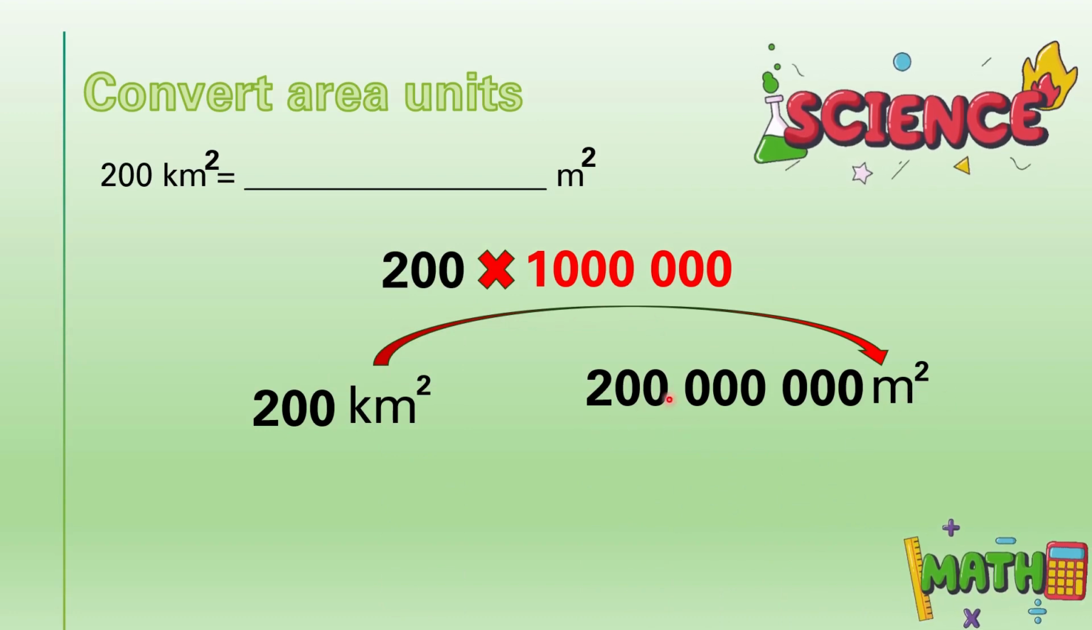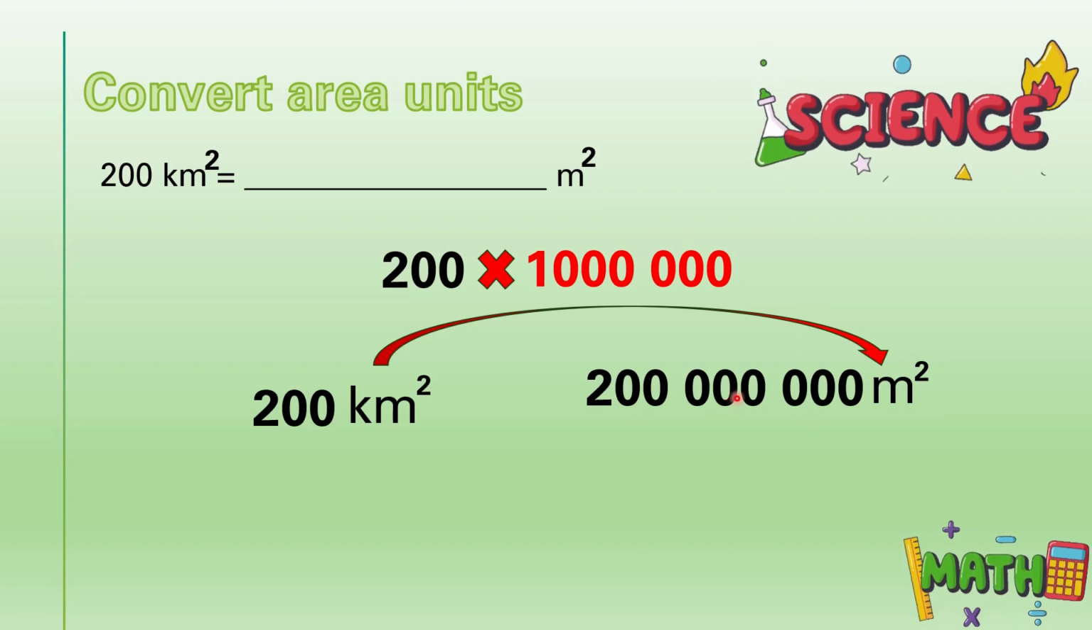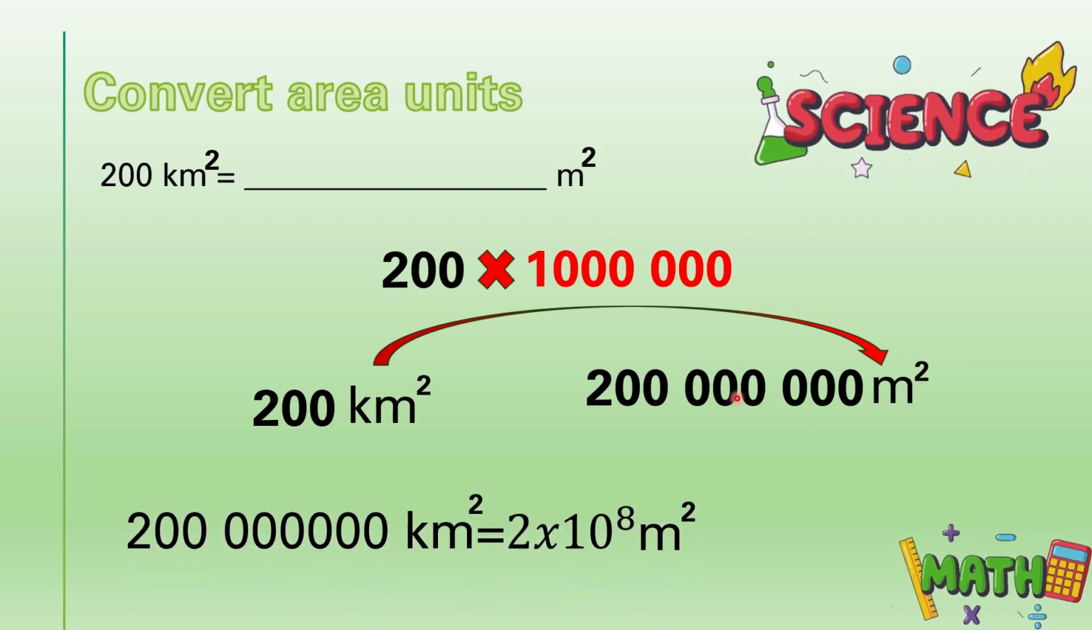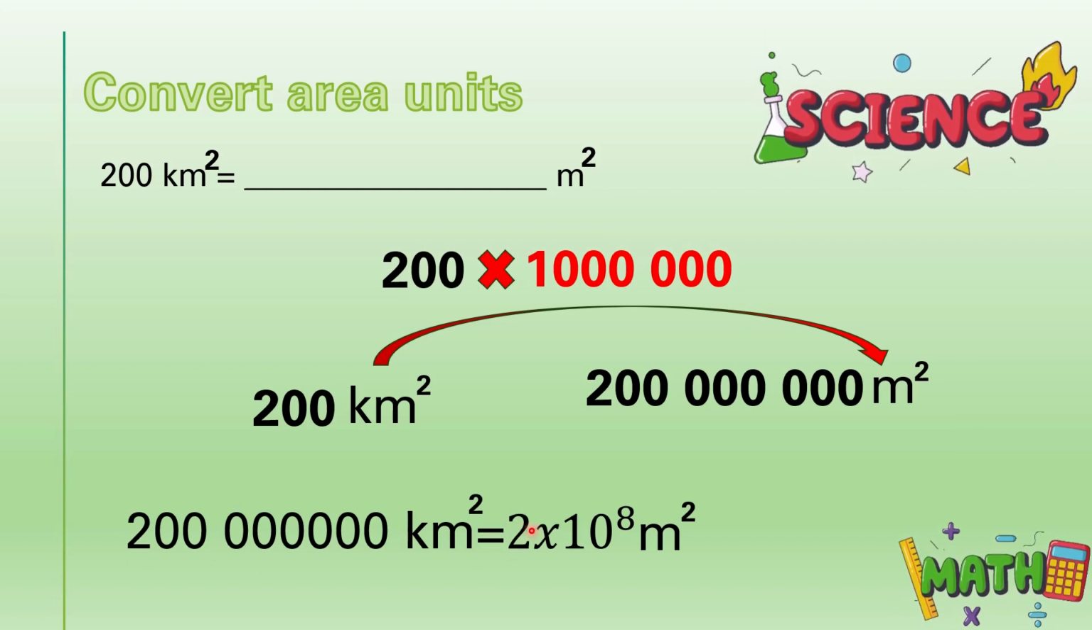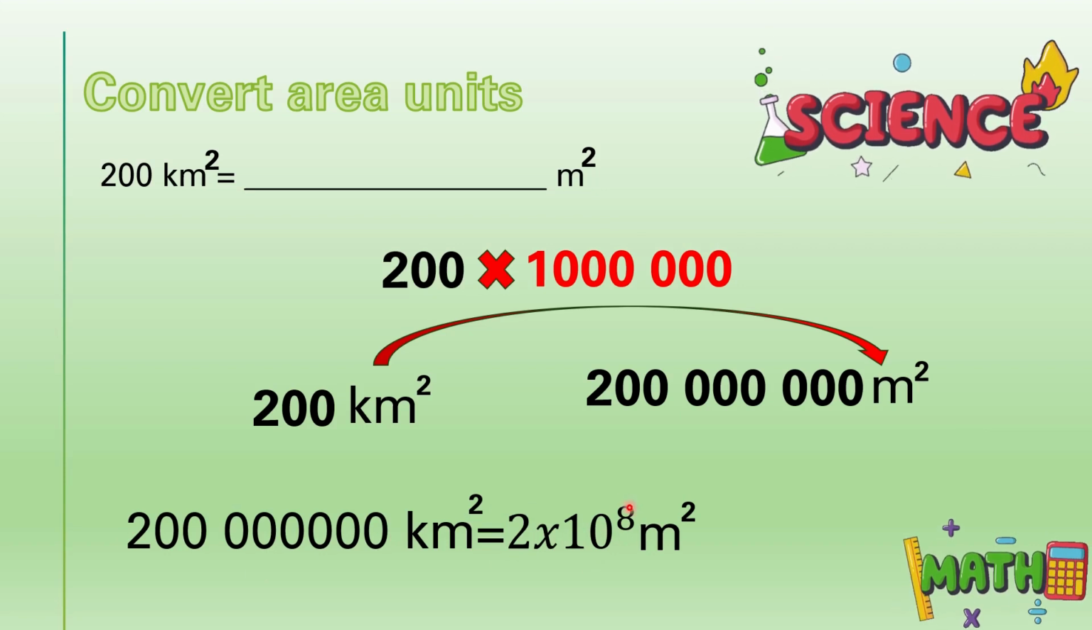Again, this number is correct, but it's not scientific notation, it's a really huge number. So how can we actually simplify this number? Let's see how many places you should move. The number 2 is here. So 1, 2, 3, 4, 5, 6, 7, 8. So 8 places. You put the number that you have in front, which is 2. So 2 times 10 on the power of 8 meters squared.